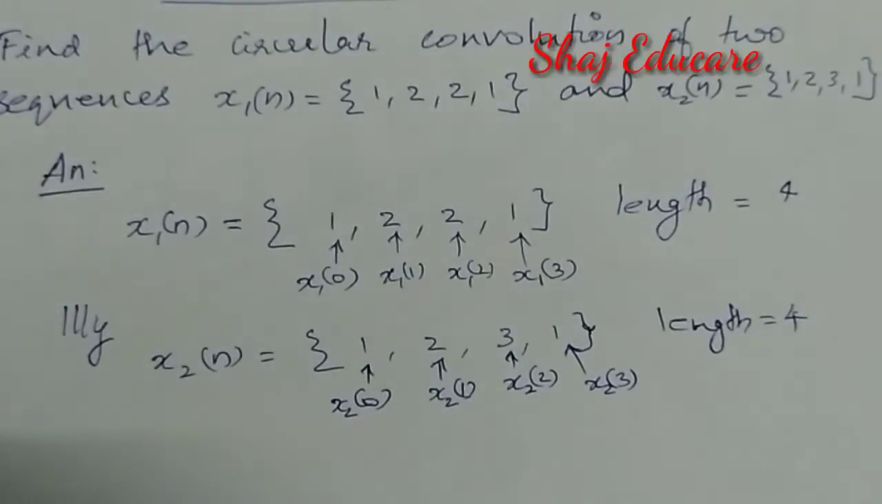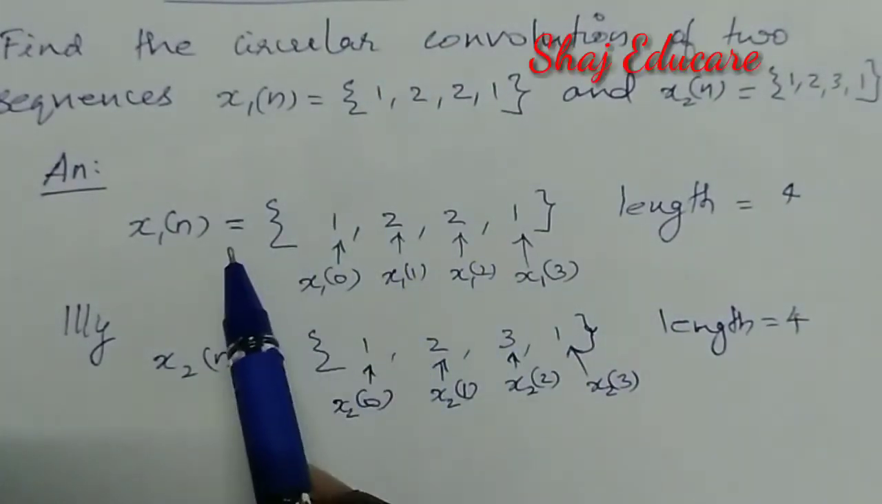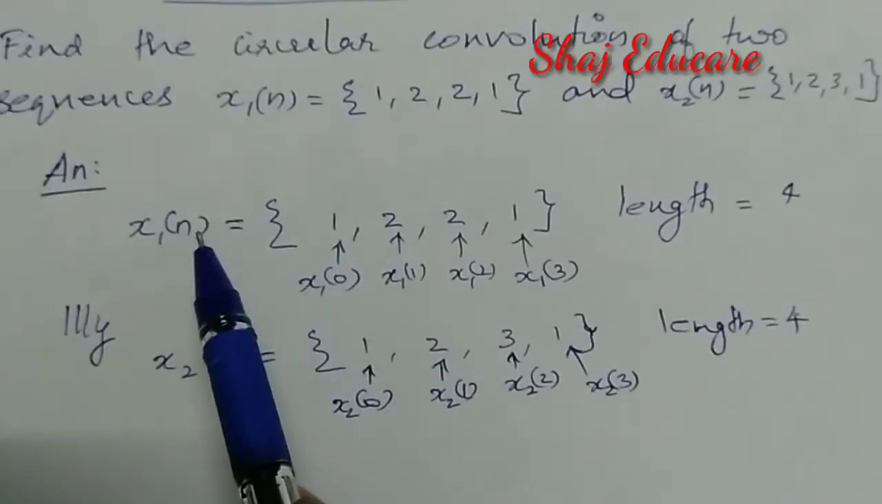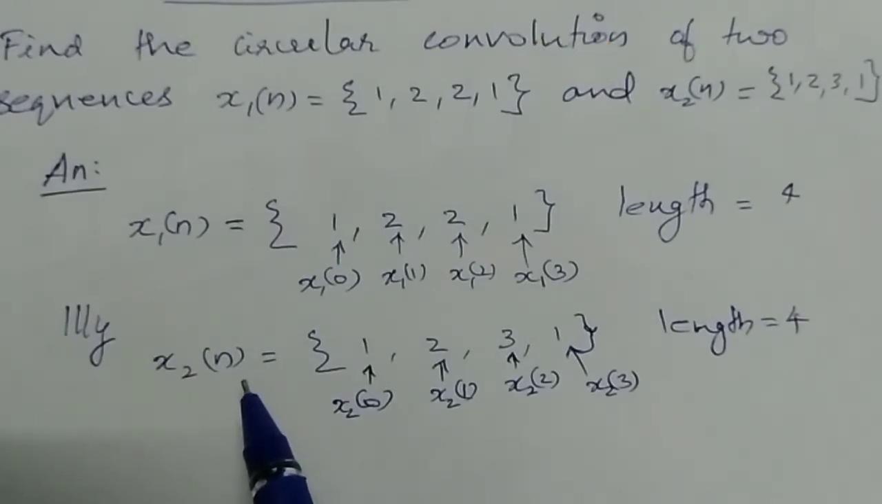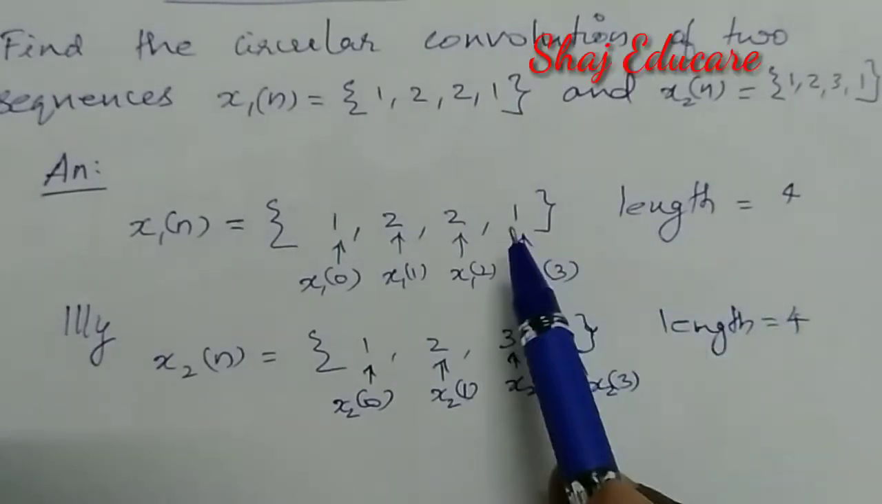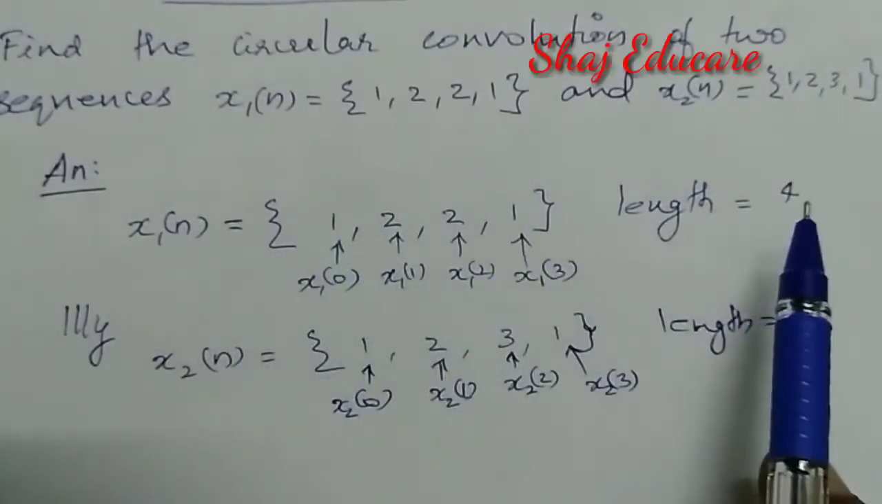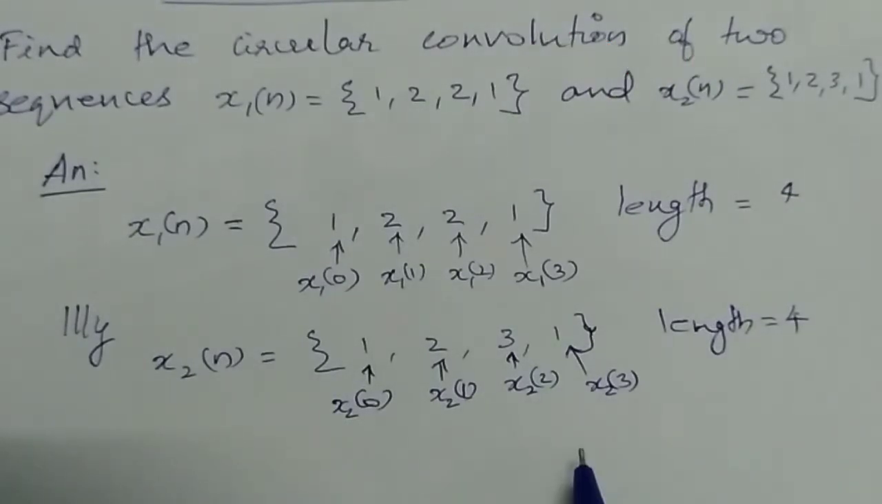As we know, in order to perform a circular convolution, both signals must be of the same length. That means the length of x1 of n and the length of x2 of n should be equal. Here that condition is satisfied, as the length of the first signal is 4 and that of the second signal is also 4. So we don't need to do anything more.